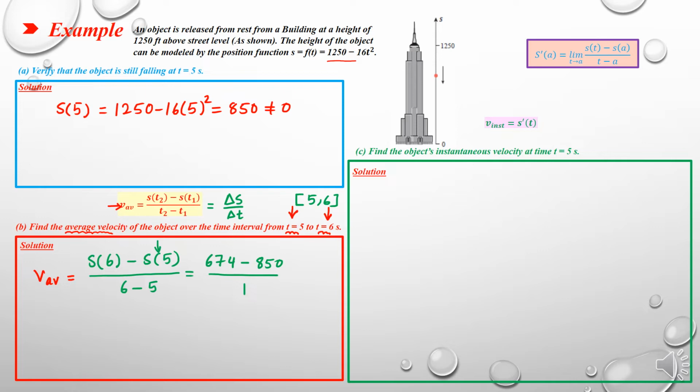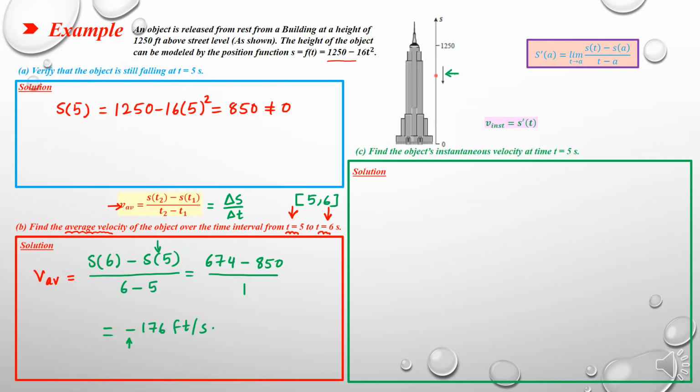and this equals negative 176, and the unit is feet per second. Pay attention here, the sign of the velocity is negative. This is because the object is falling down. If the object is moving up, it will be positive, but here in our question, released from rest and it's falling down. Okay, this is the direction of the motion.